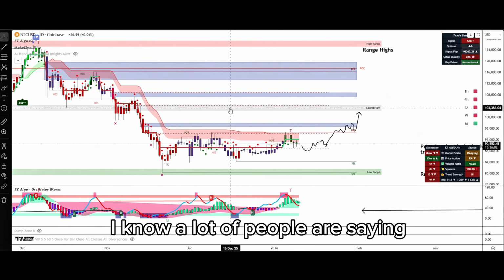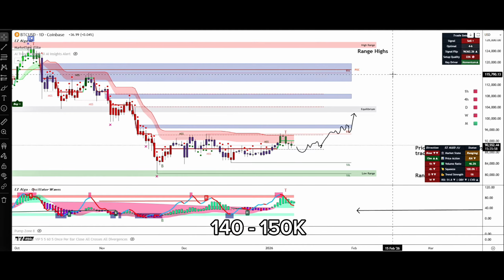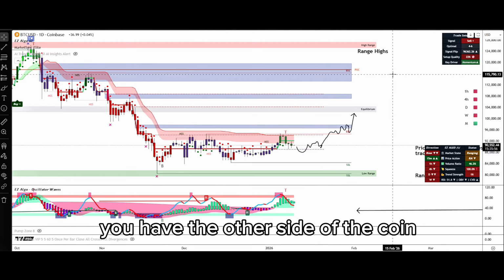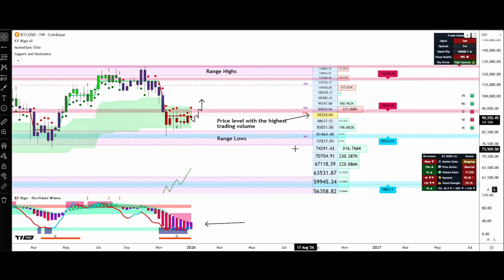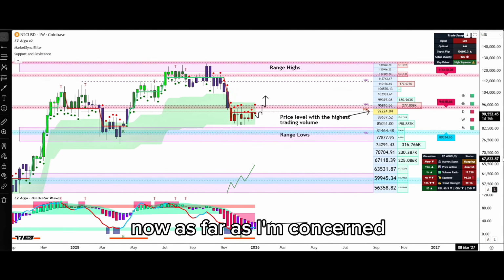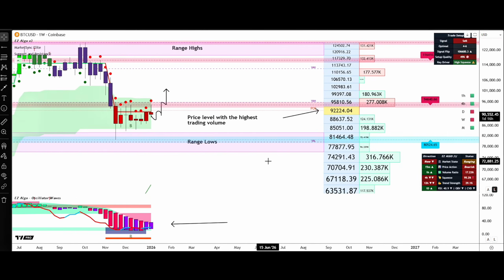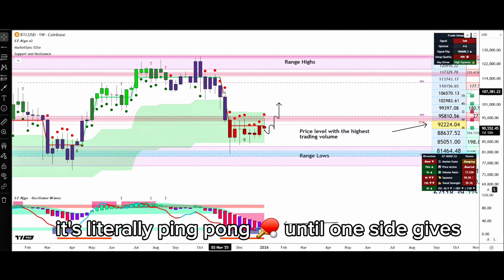So I know a lot of people are saying that Bitcoin's going to break out. It's going to hit, what, 140, 150K. And then you have the other side of the coin where everybody is saying that crypto is just going to crash and it's going to hit these lower levels down here. Now, as far as I'm concerned, we're just in a giant range, right? And it's literally ping pong until one side gives.